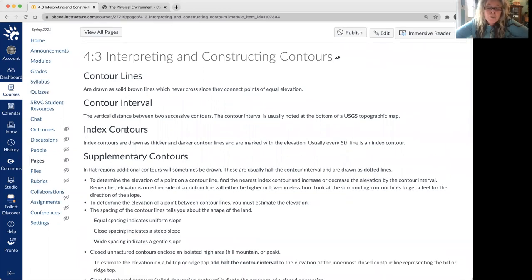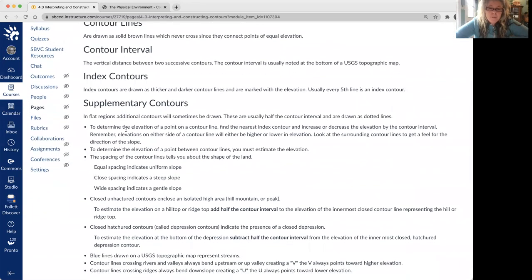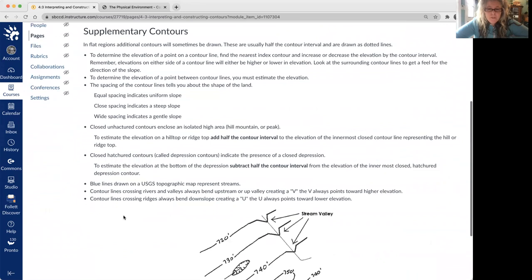Index contours are thicker lines that indicate each 5 or each 10 or each mark. So say we're going 5, 10, 15, 20. In between the 5 would be a thinner line, 6, 7, 8, 9. 10 would be thicker. 11, 12, 13, 14 would be thinner. 15 would be thicker. We'll see examples of it. Be sure to read all this information.